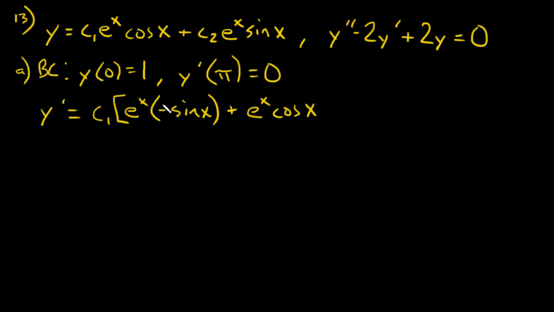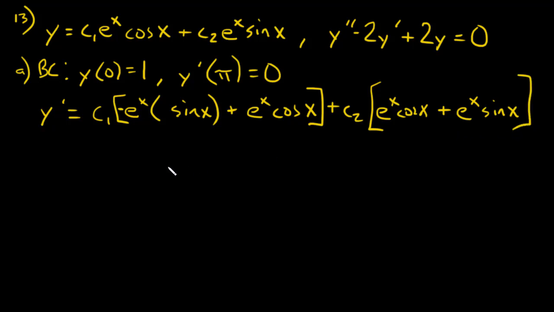And really, I could just put this negative sign out in front and erase it here. That way it'll look a little bit better. So that's C1 plus C2 times, which is going to be pretty much the same thing. We're going to wind up with e to the x cosine x, plus e to the x sine x. Okay, so there we go. That's our y prime.